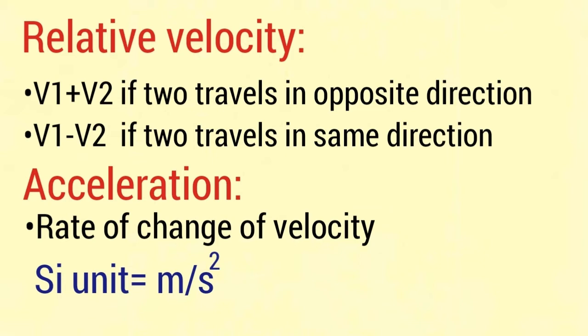Acceleration. Acceleration of an object is defined as the rate of change of velocity of the object. Simply, rate of change of velocity, or difference in the velocities divided by time: final velocity minus initial velocity divided by time. It is a vector quantity. SI unit is meter per second square. If velocity decreases with time, then acceleration is negative and is called retardation. If acceleration does not change with time, then it is called constant acceleration.